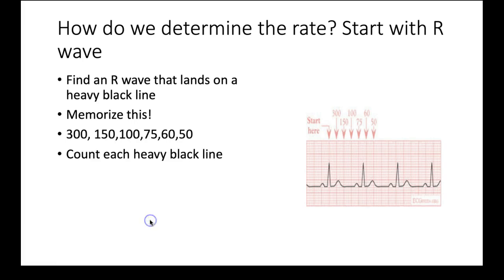All right? And then you're going to count. So the next heavy black line you see is 300. Then we have 150. Then we have 100. Then we have 75. And we have 60. And ours is falling somewhere in between 60 and 75, right? So we can say that our heart rate on this patient is about 70 maybe. And it doesn't matter if it's 70 or 72, it doesn't have to be exact. You just want to know if you're dealing with a regular rhythm, a bradycardic rhythm, or a tachycardic rhythm.